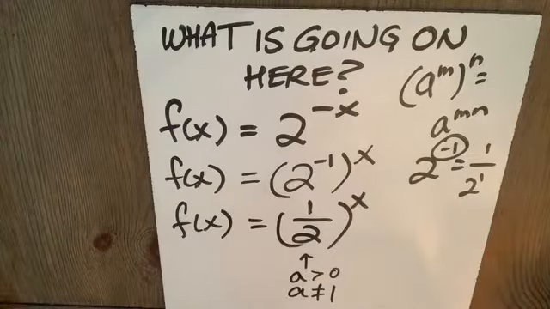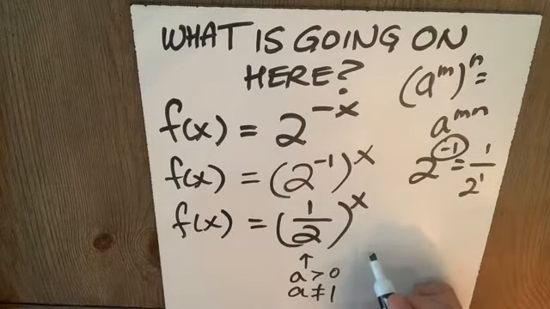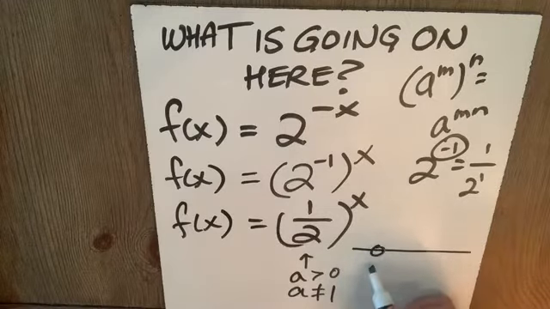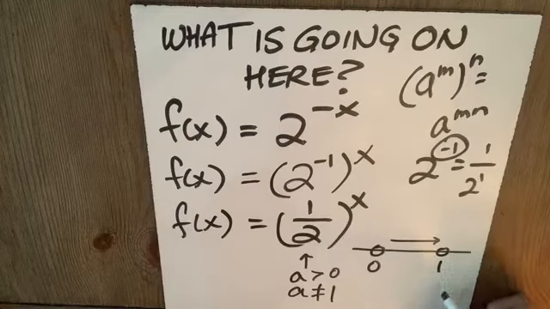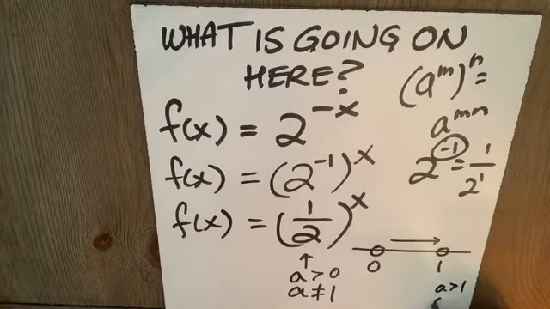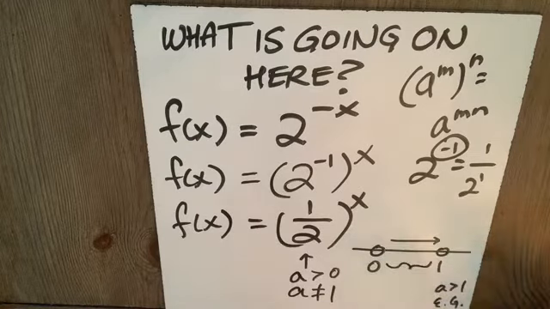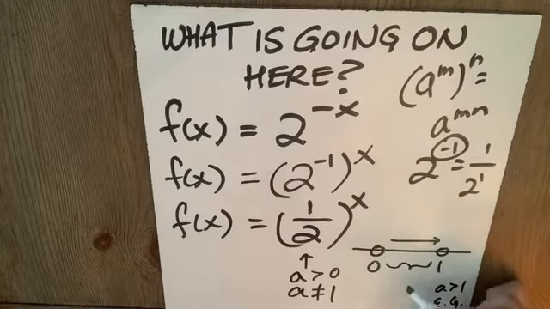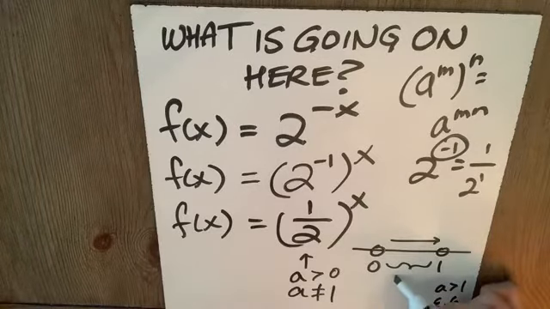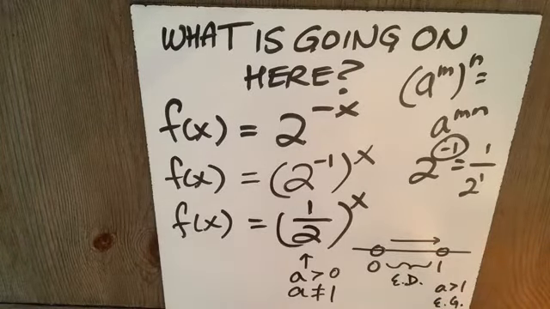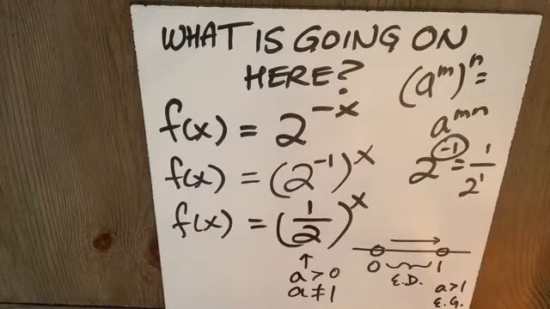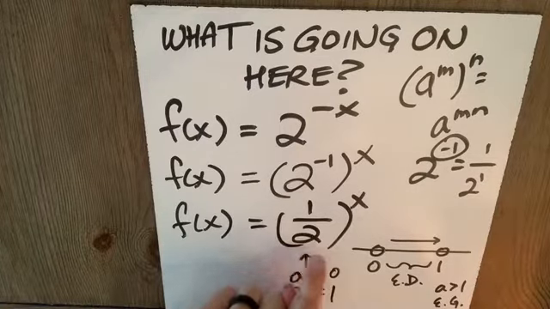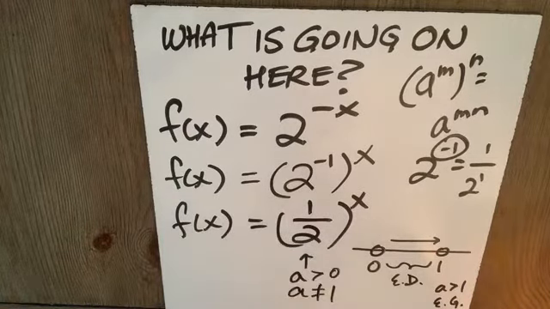So we're fine. But if we're thinking about what a can be on the number line, here is 0, and we can go this way, but we can't be 1. And we said if a is greater than 1, we have exponential growth, which I'm writing as EG. But if a is between 0 and 1, we have exponential decay. So this f of x equals 2 to the -x is really the same as f of x equals (1/2) to the x, which means exponential decay.